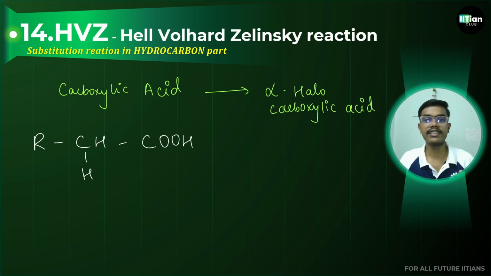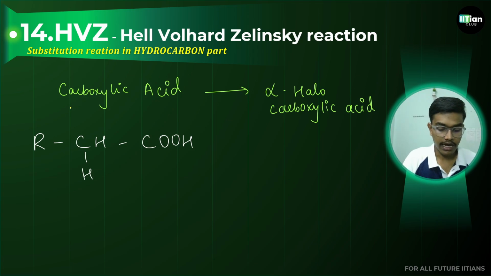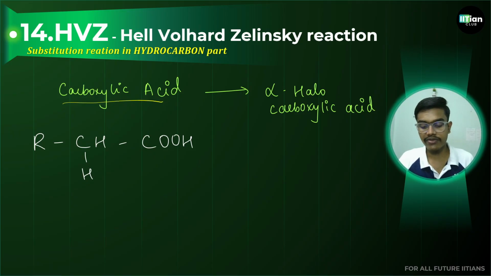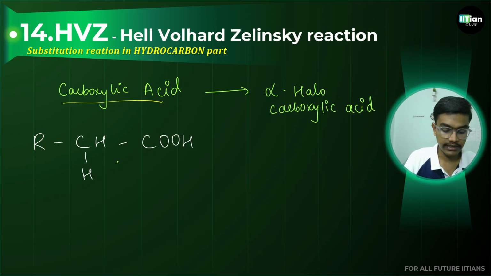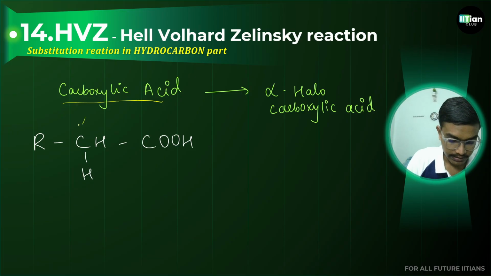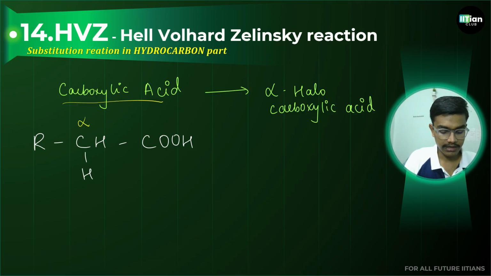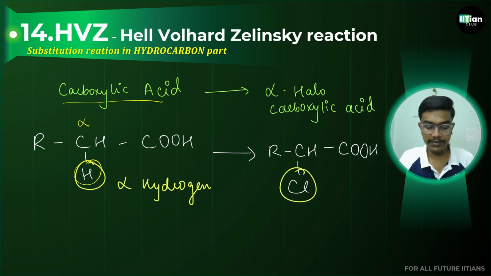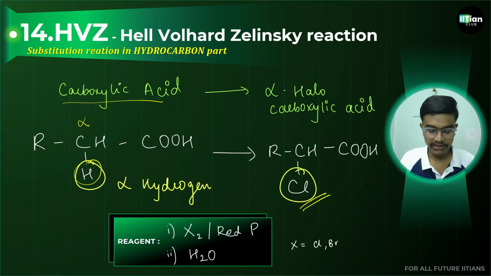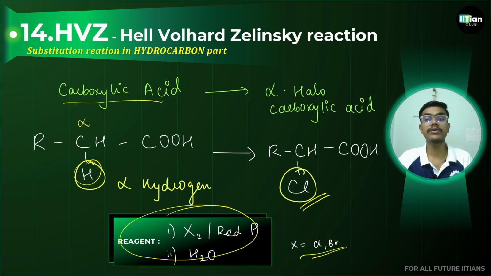Next, we have HVZ reaction, Hell-Volhard-Zelinsky reaction. This is the substitution reaction in the hydrocarbon part of the carboxylic acid. You can see that carboxylic acid is getting converted to alpha halo carboxylic acid. This is the carboxylic acid, and this is the alpha carbon, and this is the alpha hydrogen. This hydrogen is substituted by chlorine, but in which condition? The reagents are X2 in the presence of red phosphorus, and the second step is H2O. X can be chlorine or bromine. You can note this is the reagent, X2 in the presence of red phosphorus. I hope you got this reaction as well.